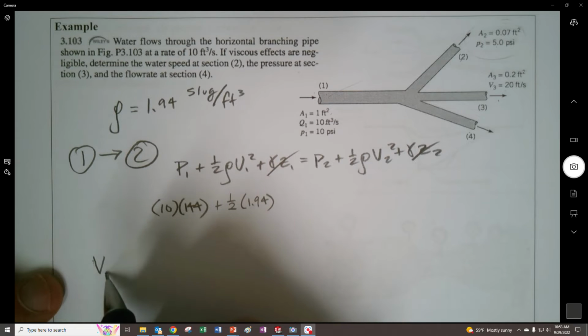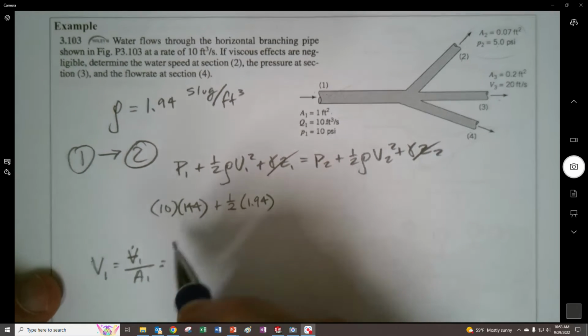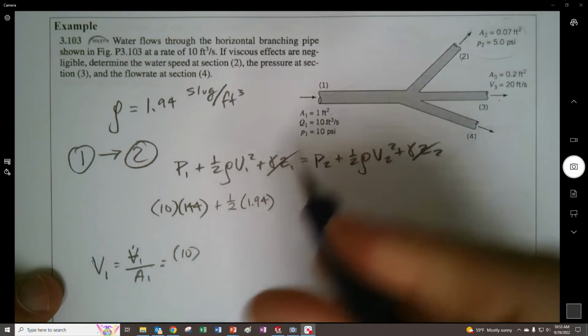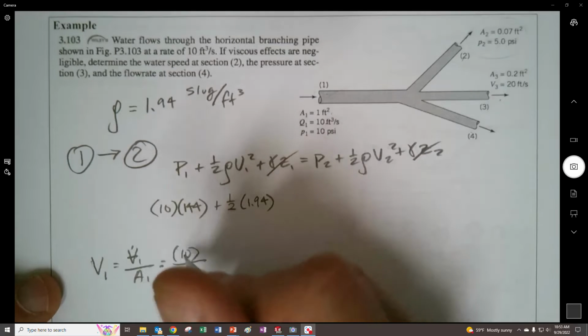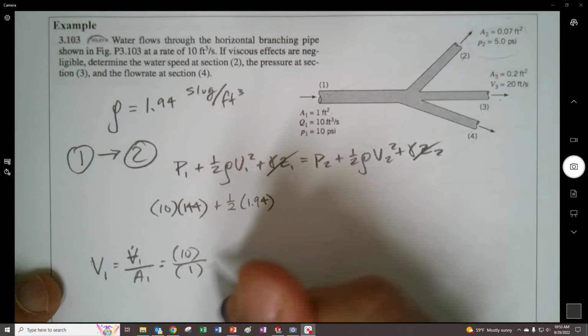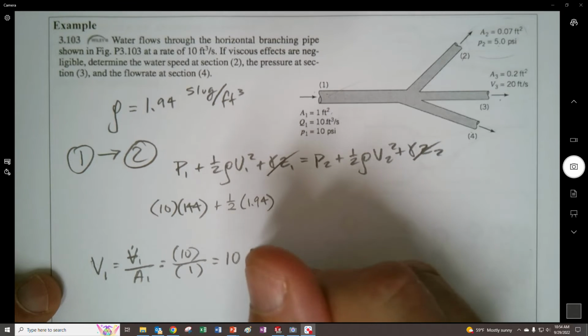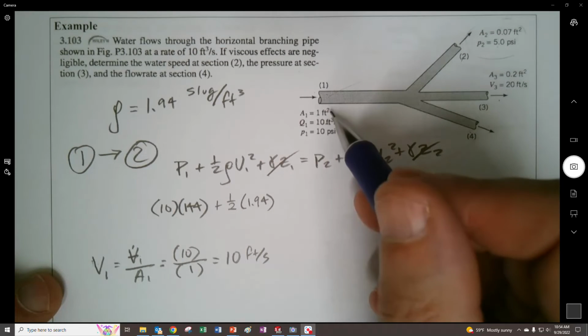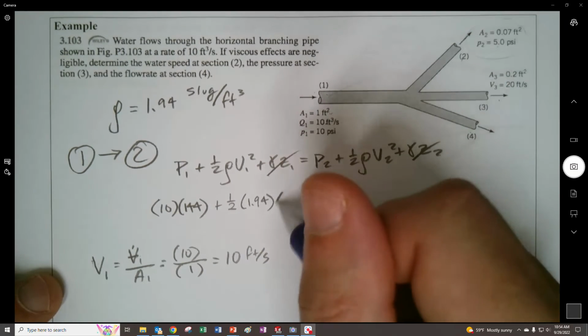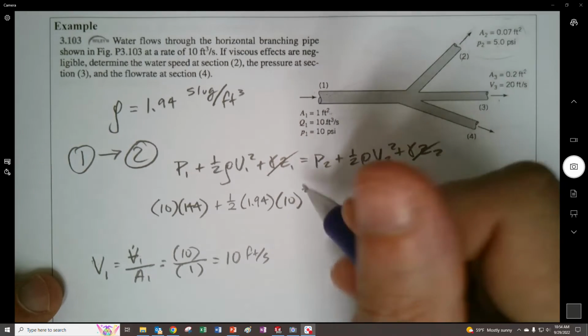So V1 is going to be the volumetric flow rate into 1 divided by A1. So that's actually pretty easy to do right there, right? Because we're going to have 10. They're using Q, but I'm using this stylized V right here. And we know that it's going to be 10 feet per second, right? Because we had cubic feet per second divided by feet squared. Okay, so we had 10. Yay. And I'll leave that out.